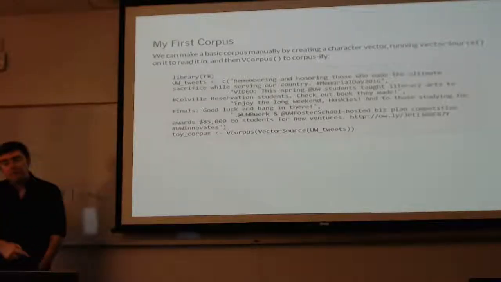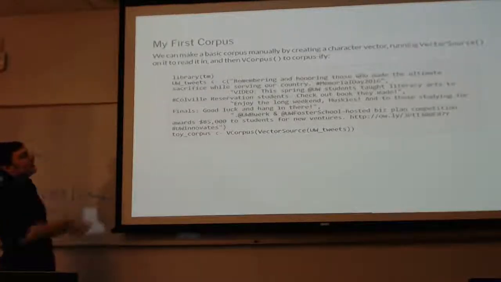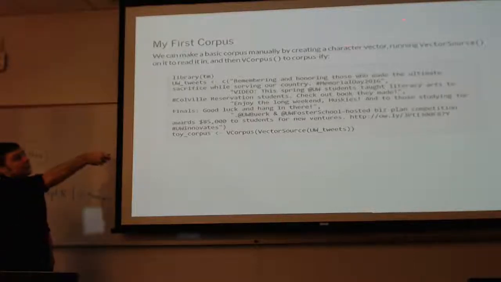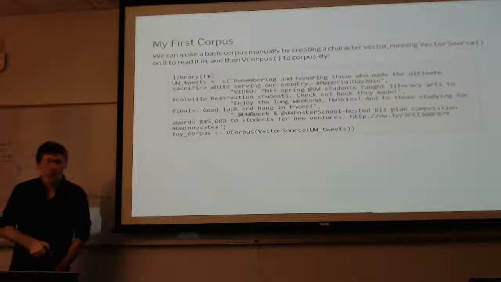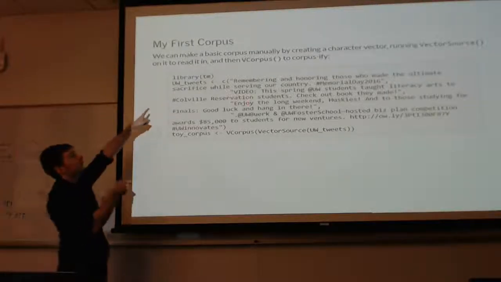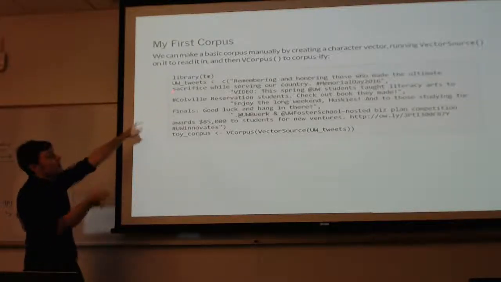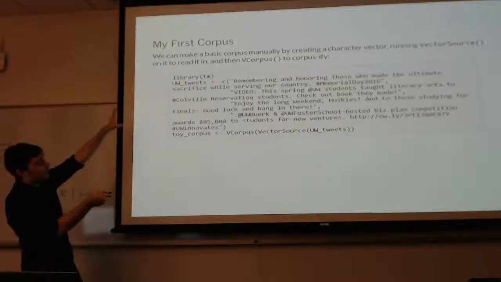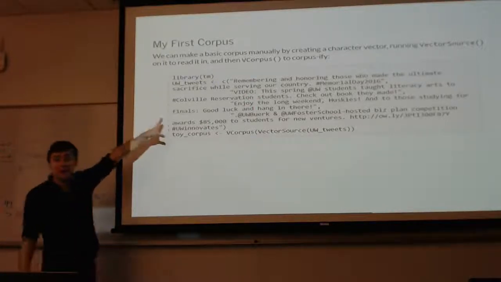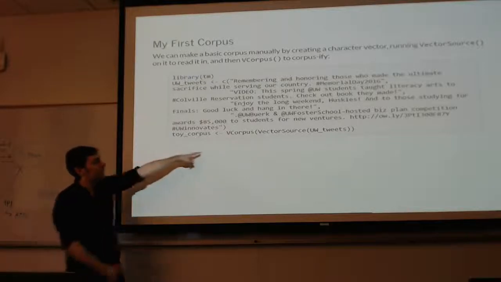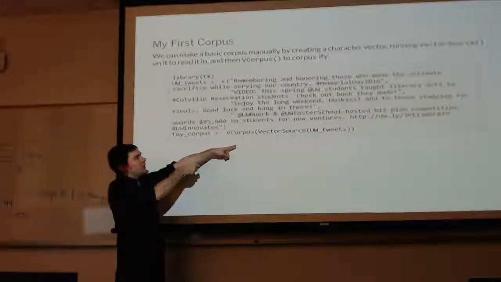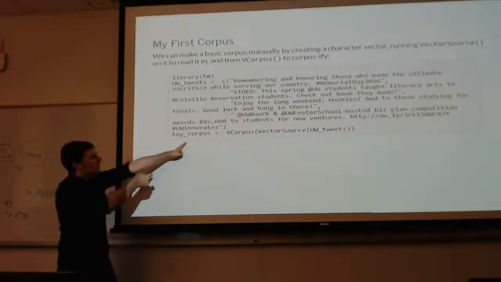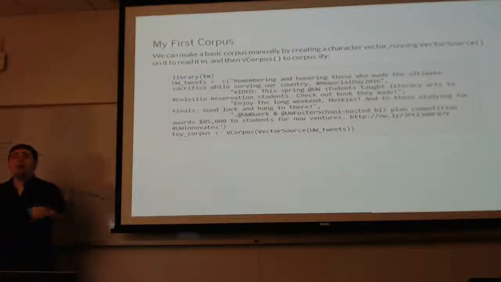What we've done here is manually create a basic corpus by taking a vector of character data and running the command VectorSource on it to read it in, and then VCorpus to corpusify it, to turn it into a corpus. So I loaded the text mining library, I created UW tweets, which is just four tweets. Then I took this vector of them, said VectorSource UW tweets, then VCorpus that, and saved it as this toy corpus. So this is a way to prep it for text mining.